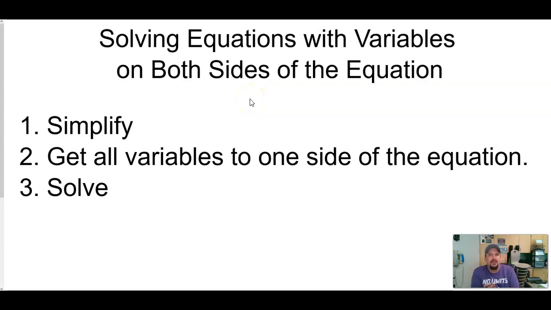All right, this video is about solving equations with variables on both sides of the equation. So that's like if we had an x on the left side and an x on the right side, what would we do in that case? Well, just a few steps that we will want to follow.